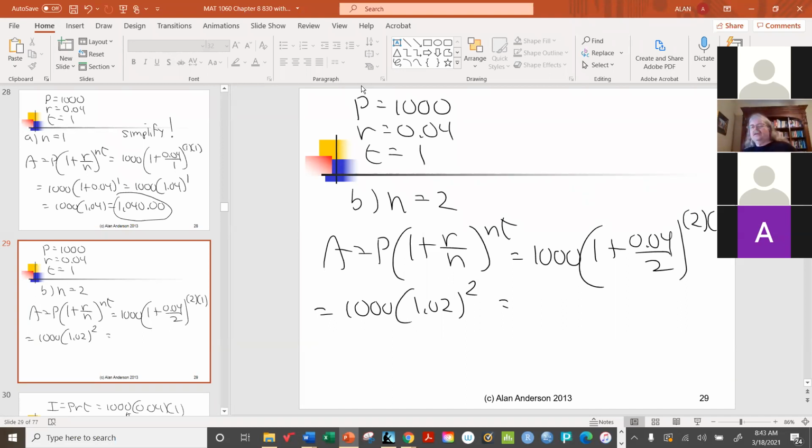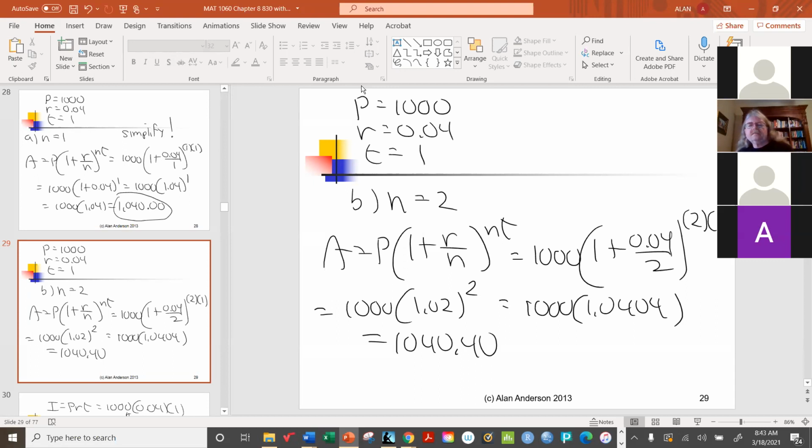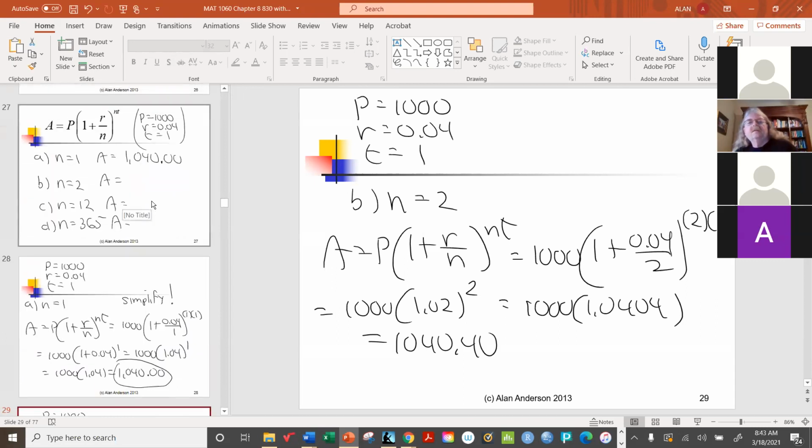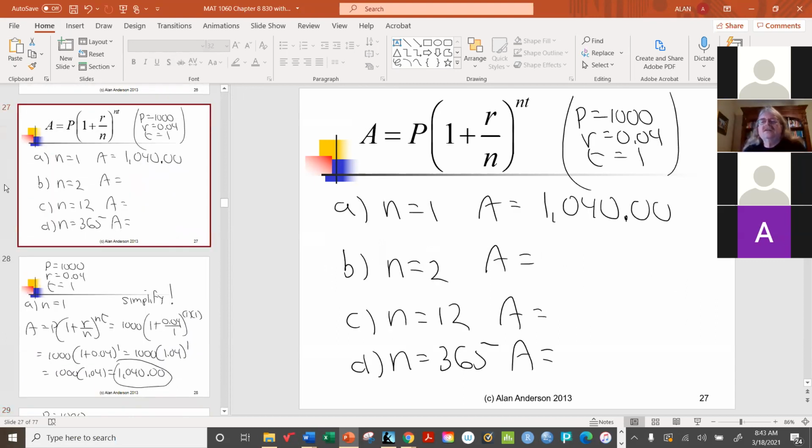Now, if you take out your calculator and square that 1.02, what you've actually got here is 1,000 multiplied by 1.0404. So you end up with $1,040.40. So just as we predicted, there's an extra 40 cents involved, which we didn't get before. And that's because we suddenly find ourselves earning what we call compound interest.